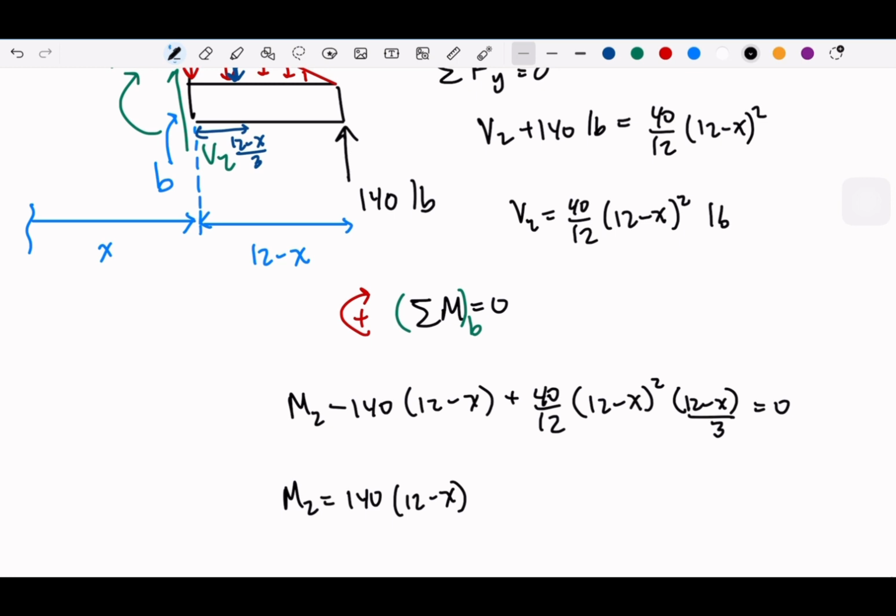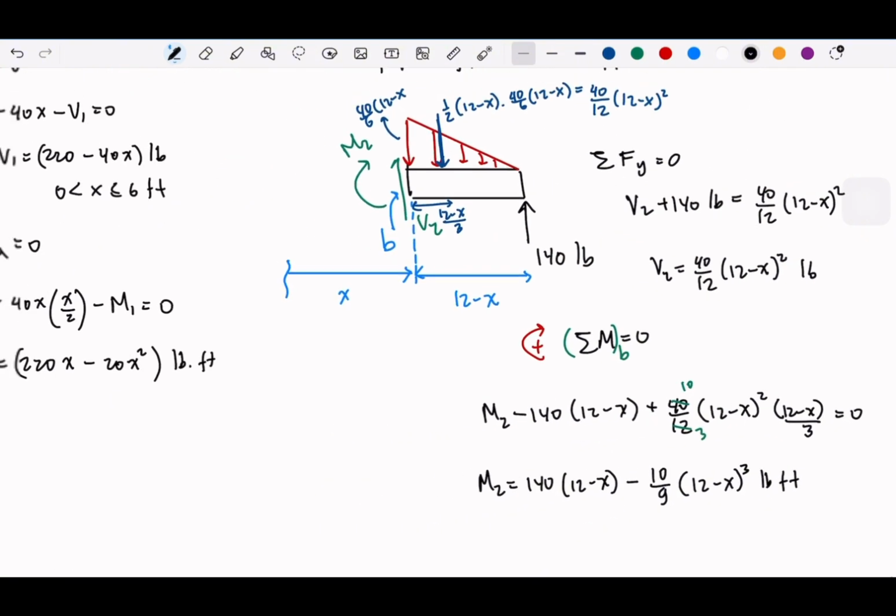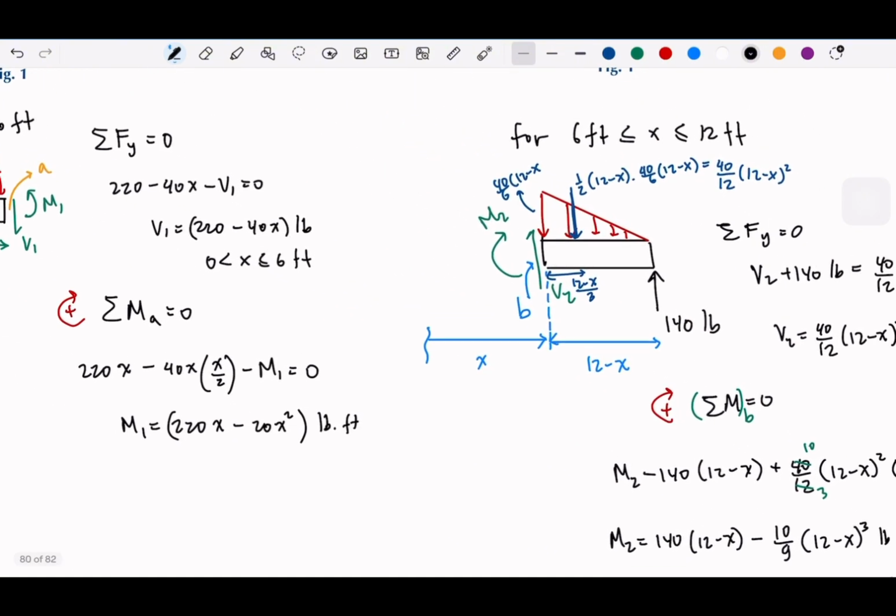And then I think we can solve this. We can cancel this with the 3, so 40 over 12 times 3 gives 10 over 9. So this will be negative 10 over 9, 12 minus x cubed, in pound-feet. Okay, so that's basically what we've done, and this is what will be the expectations.